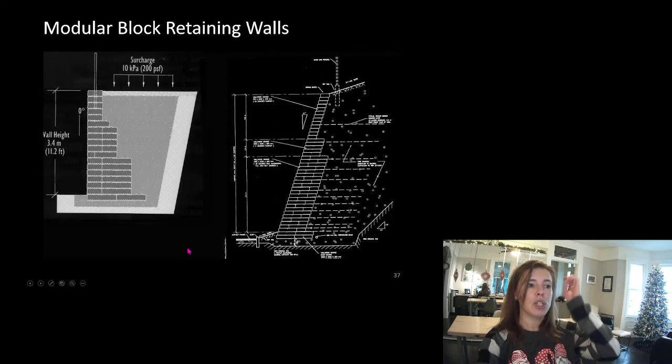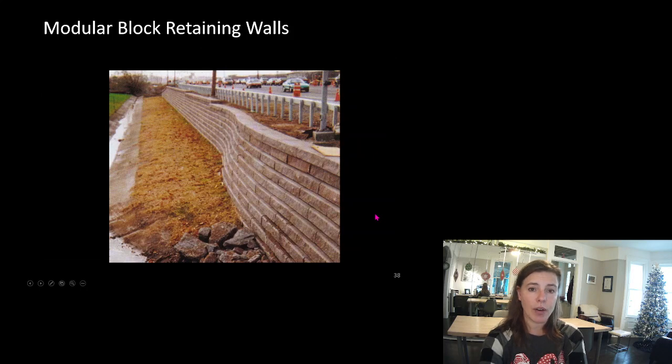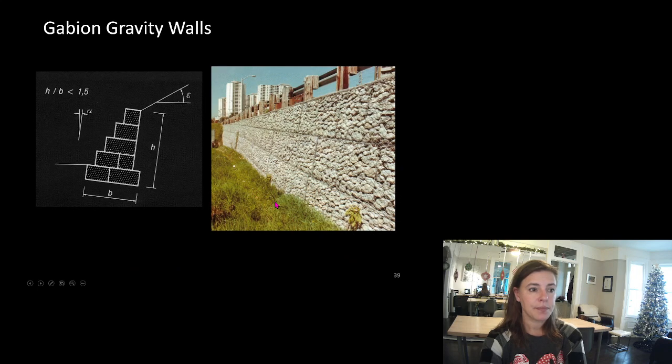We can do it with modular block retaining walls. These would be a proprietary system, and every company has a different system in place. What we'll do sometimes is slope the wall to help with some of that load resisting as well. You've probably all seen some of these on the side of a road or on the side of a highway. Or you've seen a gabion wall. It doesn't need to be tilted like this, but we can either tilt it or not. There are calculations to do both.